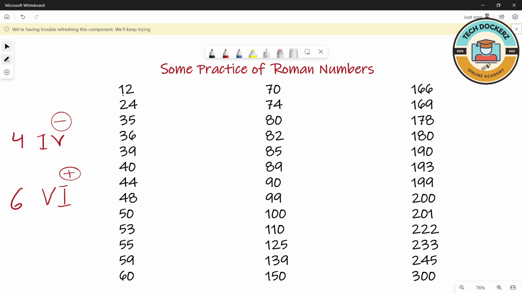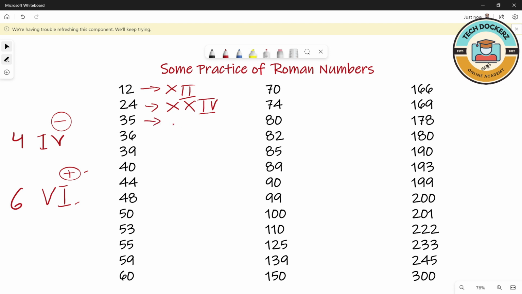Let's write 12. How will we write 12? X represents 10 plus 2, right? So plus method, so followed by a smaller number. I, I. 24. How can we write 20? X, X, and then followed by a smaller number I, V.